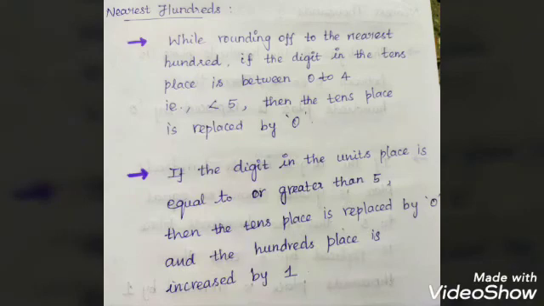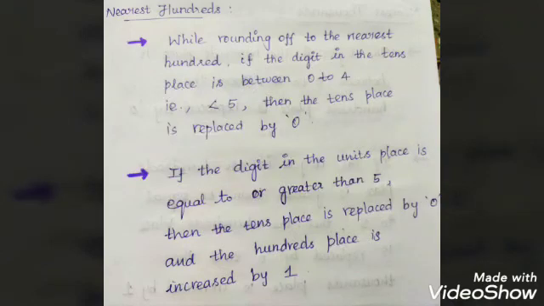If the digit in the tens place is equal to or greater than 5, then the tens place is replaced by 0 and the 100 place is increased by 1.